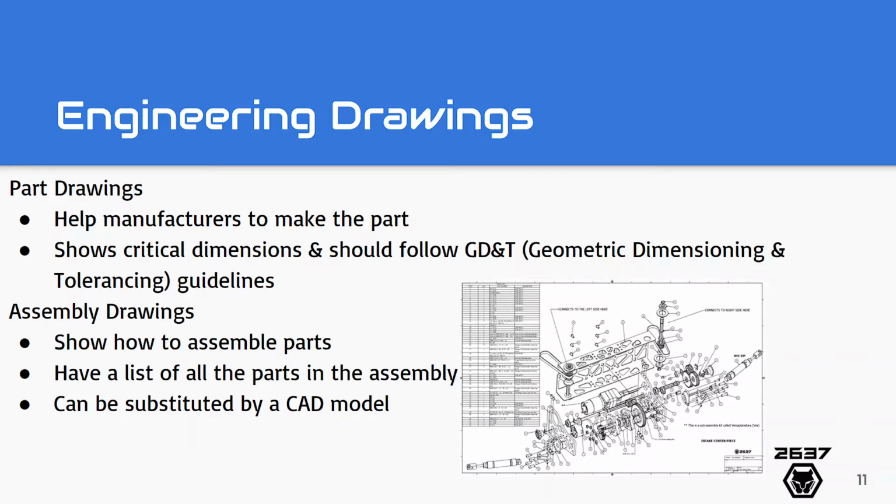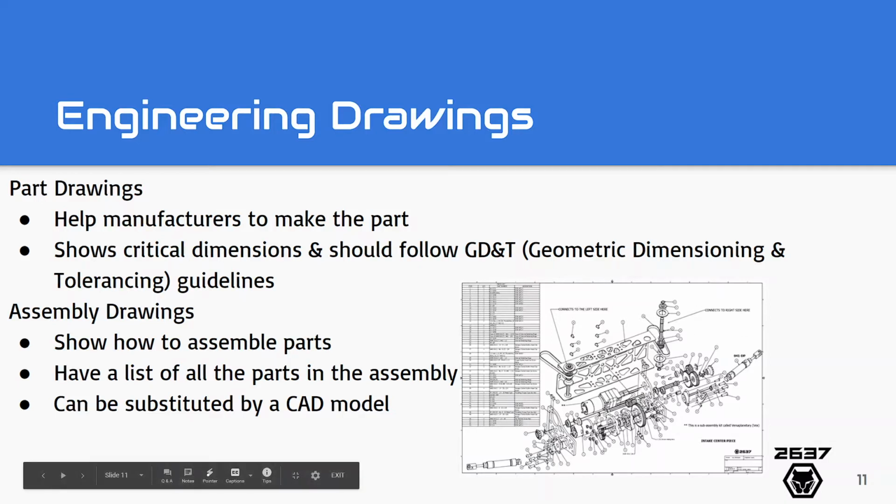Assembly drawings are basically like a massive advanced Lego kit, right? It shows how to assemble parts in the subsystem, and it also has a list of all the parts in the assembly. Sometimes these can be substituted by a CAD model, where you give the CAD model to the people assembling the product, and they can go at it that way, or you can print it on big sheets of paper like here, and go about it that way.